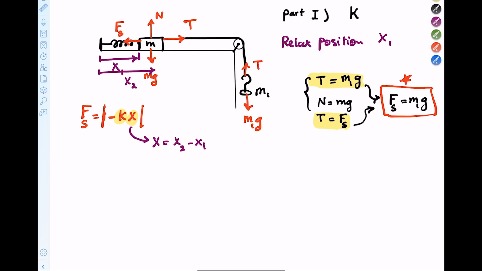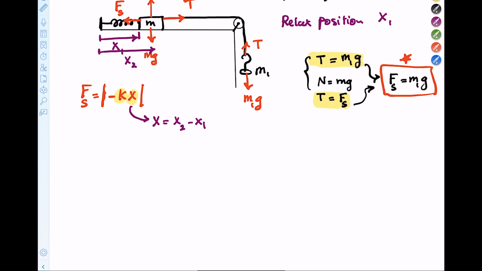This m1g causes the box or the glider connected to the spring to be stretched slightly, going from relaxed position x1 to stretch position x2. The difference between these two numbers is the amount of a stretch from x1 to x2. So this x is the difference between the two positions, or in other words, the amount that the spring is being stretched. This k is the spring constant.